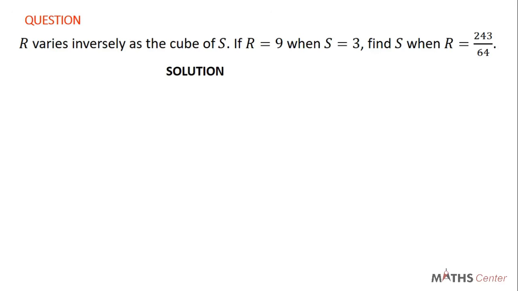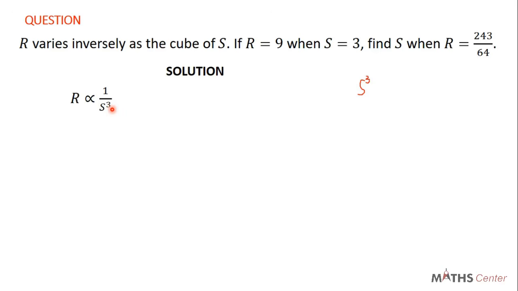The cube of x, or x cube, is written as x raised to the power 3. So this is the cube of x, or x cube. If r varies inversely as the cube of x, it is written as r is proportional to 1 divided by x to the power 3, or x cube, or the cube of x. So r varies inversely as the cube of x is written as r is proportional to 1 divided by x cube.